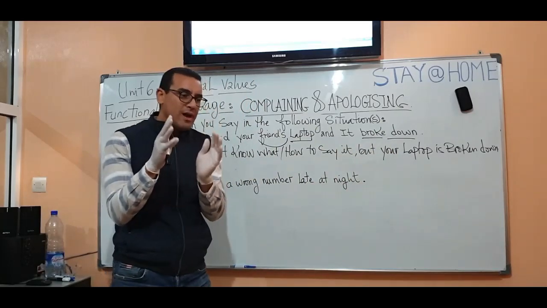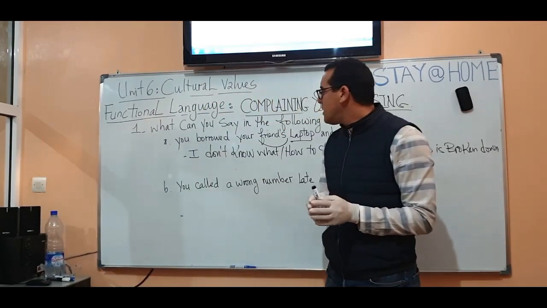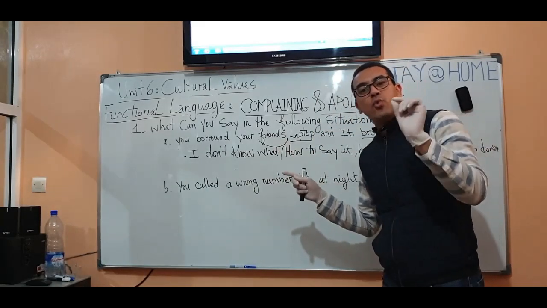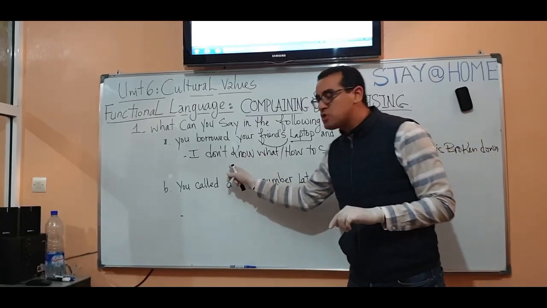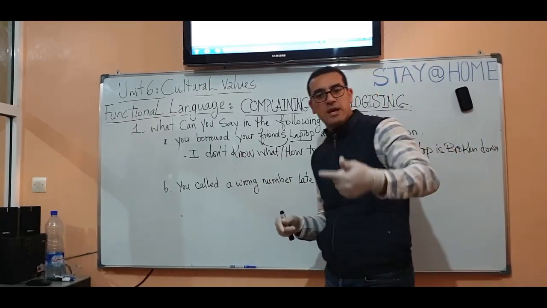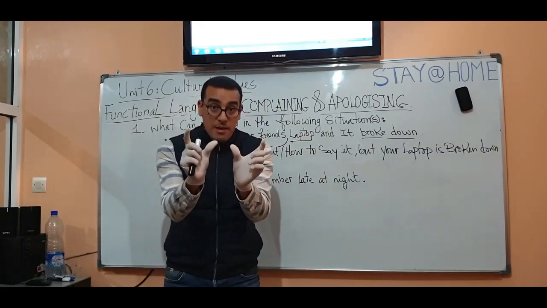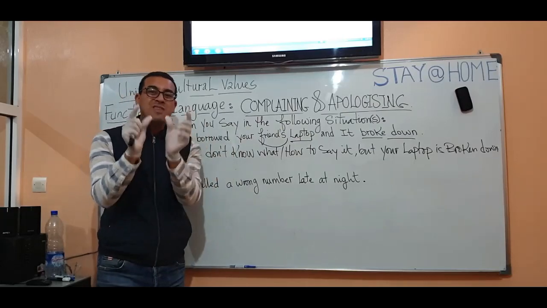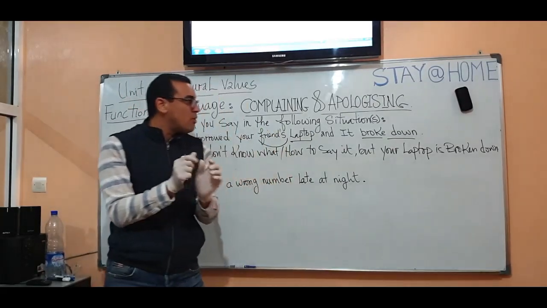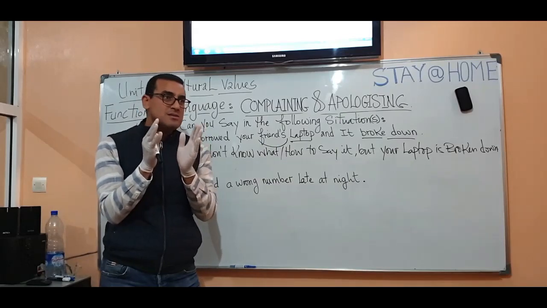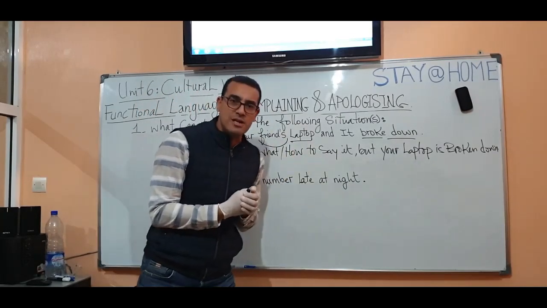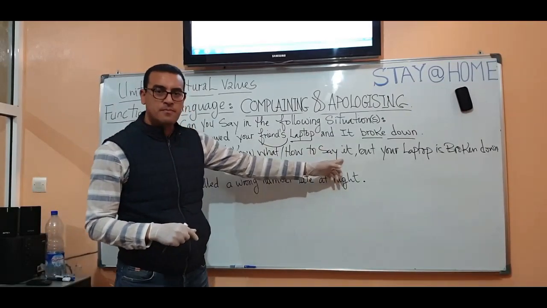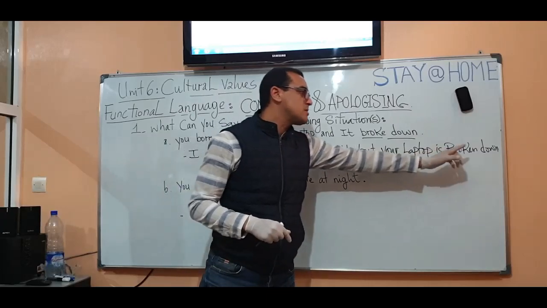So why am I insisting on this structure here? You have to find out what the problem is. Before you apologize, before you ask for forgiveness, you should always look for the problem. What is the problem in the situation? What is the thing that really necessitates apologizing for? So we have, I don't know what or how to say it, but your laptop is broken down.